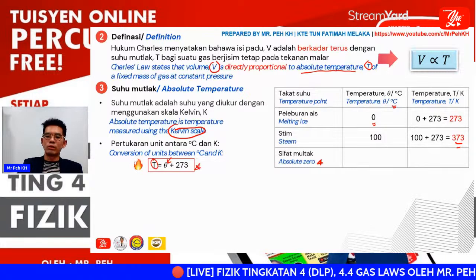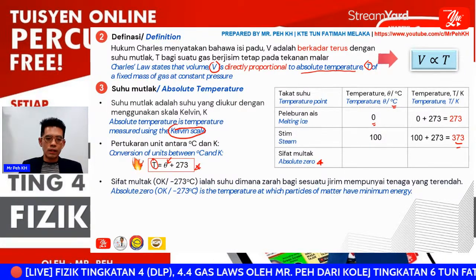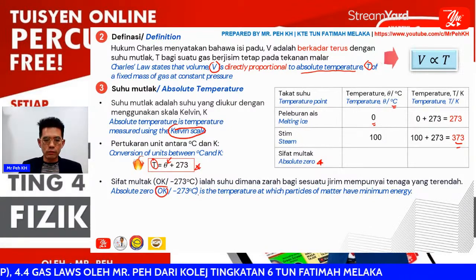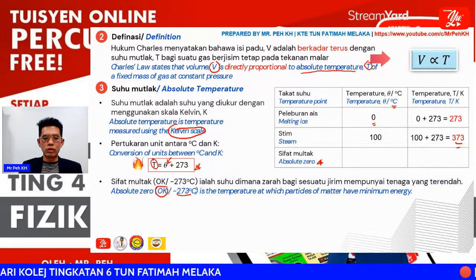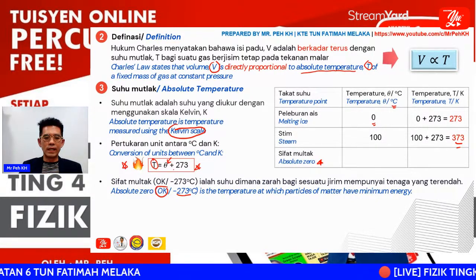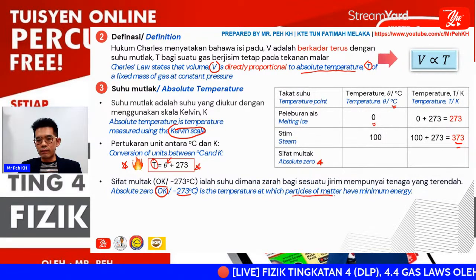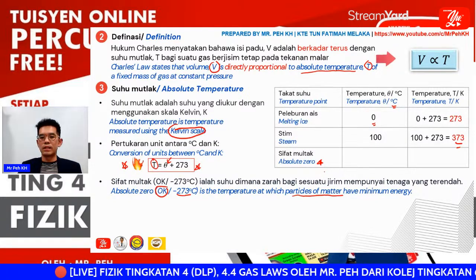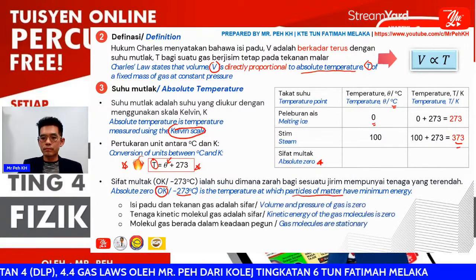So what is the absolute zero? Okay, so here you can see the definition will be like this. Absolute zero is actually 0 Kelvin, which is equivalent to negative 273 degrees Celsius by applying the same formula here. So it's the temperature at which the particles of the metal have the minimum energy. So these are the meanings of the absolute temperature, absolute zero here.